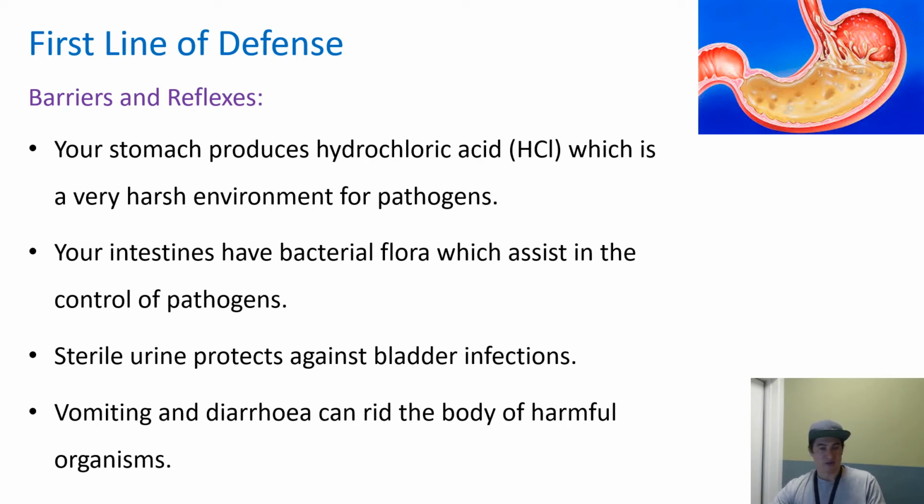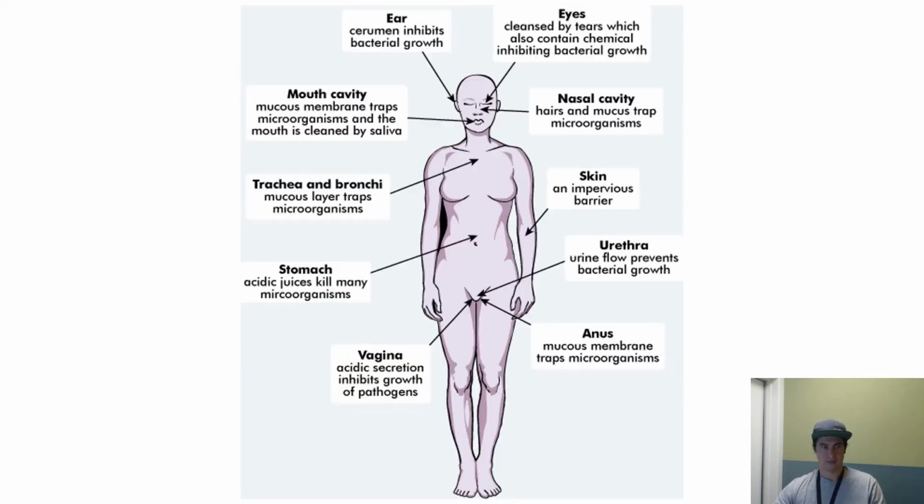And vomiting and diarrhea are also ways that your body uses to get rid of something that shouldn't be in your digestive system. Here's again a bit of a summary of all of those things, so you can use this as a study tool of examples of first line of defense.